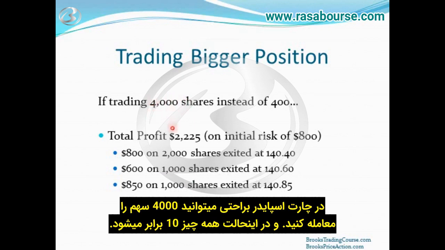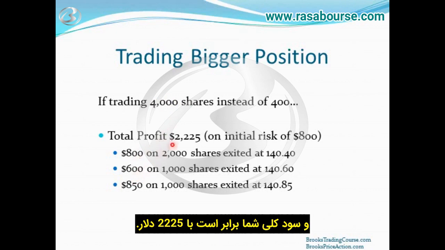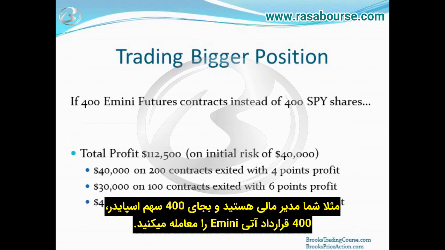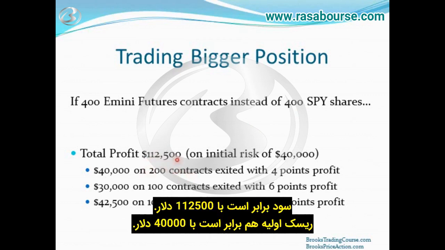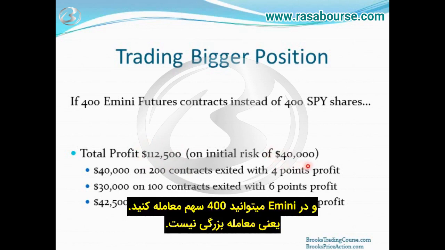And in that case, everything would be tenfold greater, and your final profit would have been $2,225, and your risk would have been $800 instead of $80. Well, let's say you were trading even bigger. Let's say you're a fund manager, and you were trading 400 E-mini futures contracts instead of 400 spider contracts. Then everything would be substantially larger, and your final profit would have been over $100,000, and your initial risk would have been $40,000. And the E-mini futures market can handle 400 contracts. That is not an unusually big trade for the E-mini futures contract.